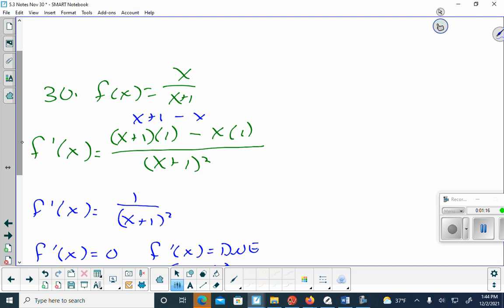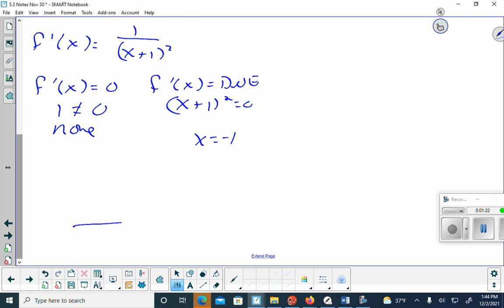Then it says find the open intervals on which the function is increasing or decreasing and locate all relative extrema. So I am going to make the table. I'm going to put the negative 1 there. Pick a number less than negative 1. Let's say we use negative 5. Pick one more. Let's say we use 5.